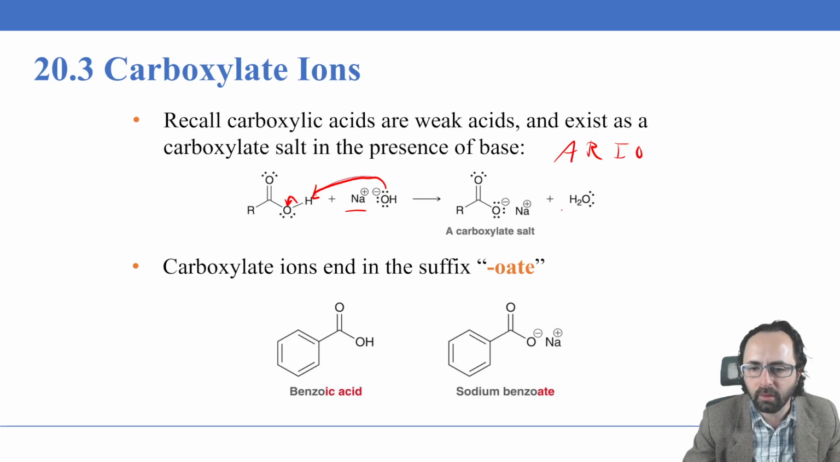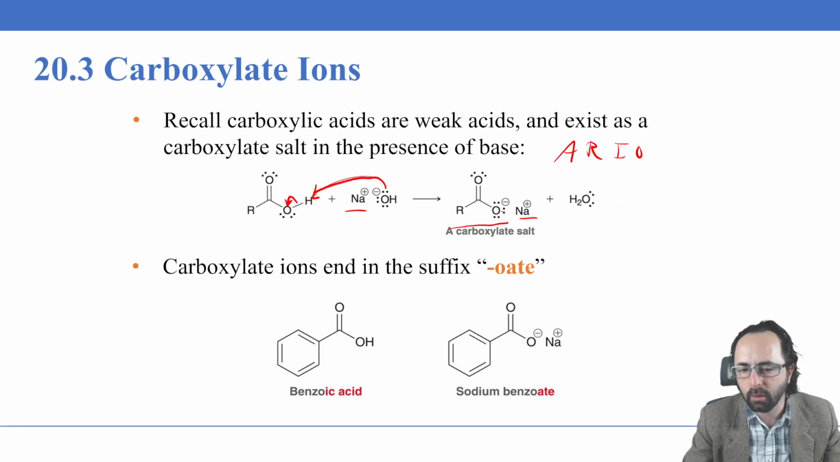Of course, we have still the sodium positive ion. So this is referred to as a carboxylate salt, meaning that the deprotonated carboxylic acid now has a negative charge, and it is attracted to a positive ion. If it's dissolved in water and you take out all the water, you'll have a solid salt here. And then the hydroxide has grabbed the proton, so it's now water.